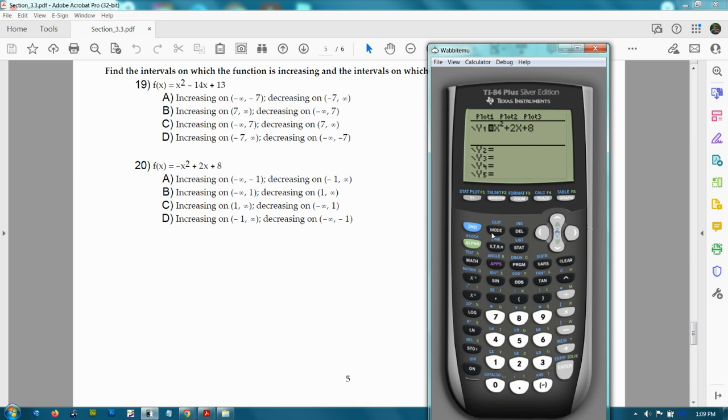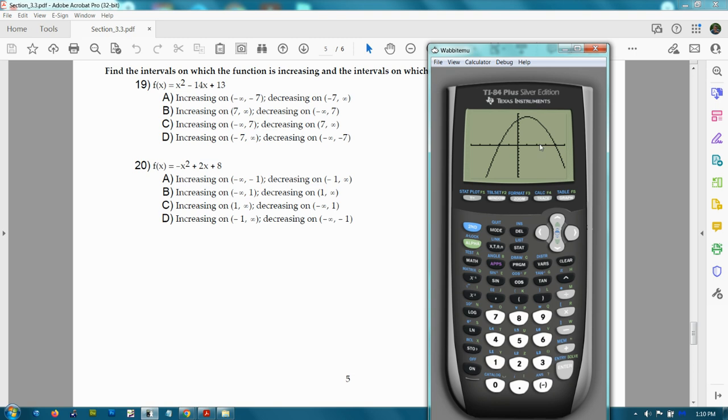A negative sign there. So watch this. I'm going to go second function. I'm going to hit the delete key. And that will allow me to put a negative sign in there. All right. So now let me graph this. Much better. Helps if you put the minus sign in.